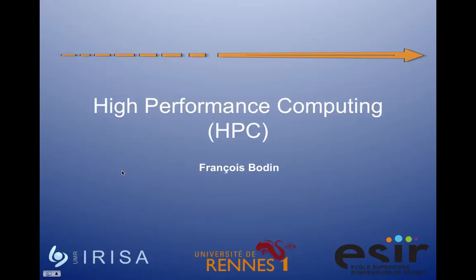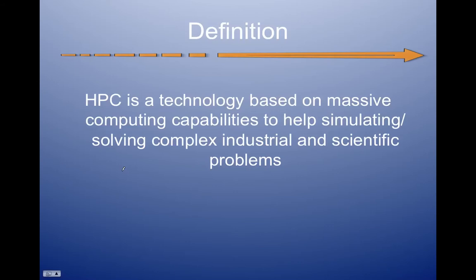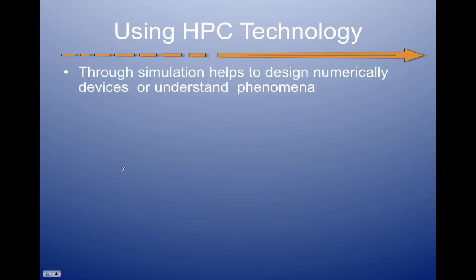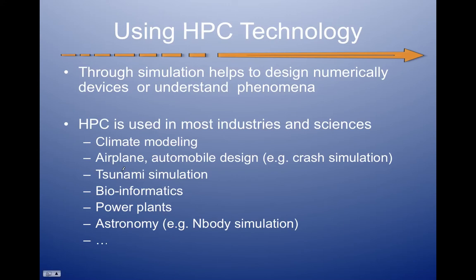High-performance computing. HPC is a technology based on massive computing capabilities to help simulate and solve complex industrial and scientific problems. Typically, HPC technology uses simulation to design devices numerically or understand phenomena. It is used in most of the industry and science, for instance, climate modeling, airplane and automobile design, tsunami simulation, bioinformatics, power plants, astronomy, etc. So it's actually everywhere now.